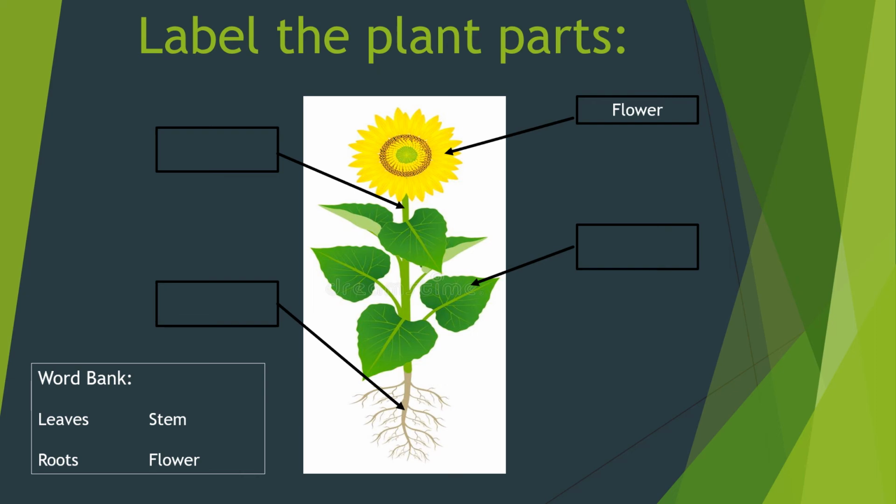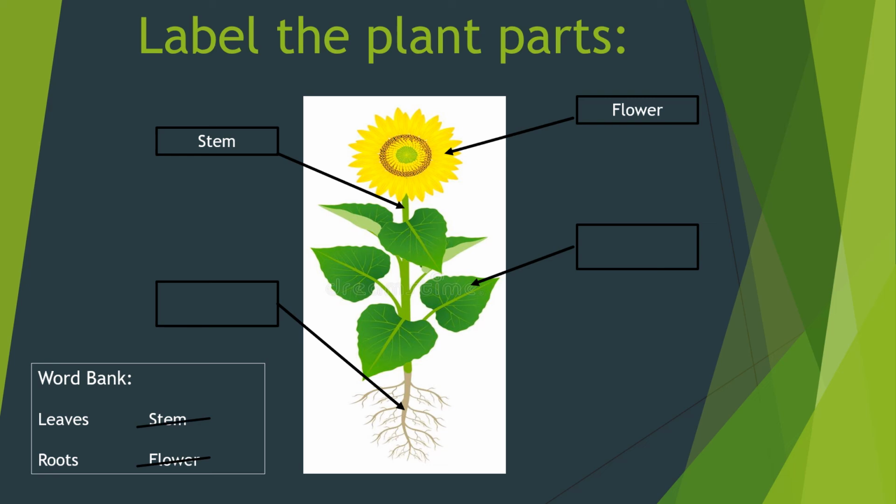Now, this next one is pointing at that long, straight green thing. What is that part? It goes all the way from the flower down to the bottom there. If you said stem, you're correct. I'm going to cross that off.